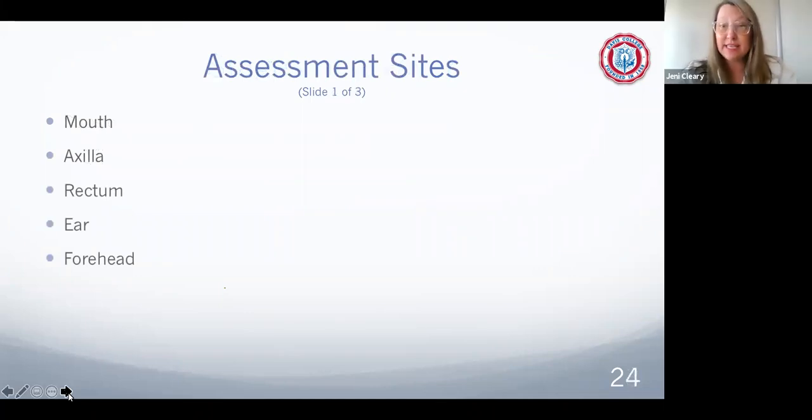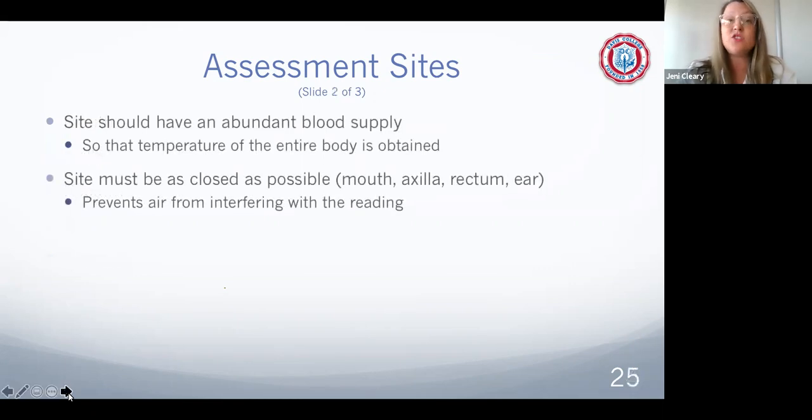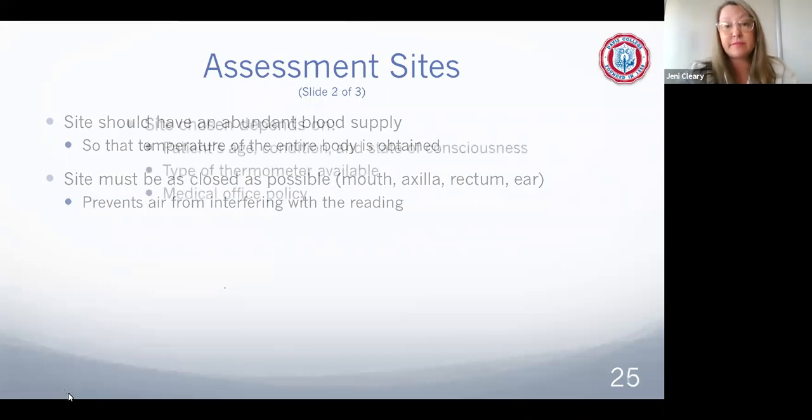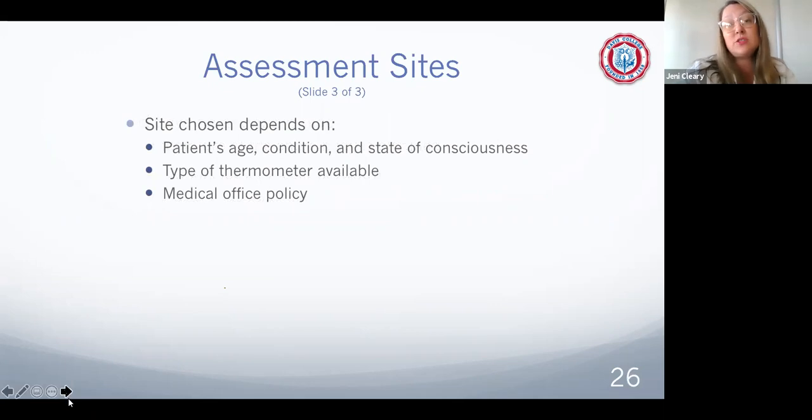We have some assessment sites to take temperatures. They include the mouth, the axilla, the rectum, the ear, and the forehead. The site should have an abundant blood supply so that the temperature of the entire body is obtained. The site must be as closed as possible, such as the mouth, axilla, rectum, and ear. This prevents air from interfering with the reading. The site chosen should depend on the patient's age, condition, state of consciousness, type of thermometer available, and medical office policy.